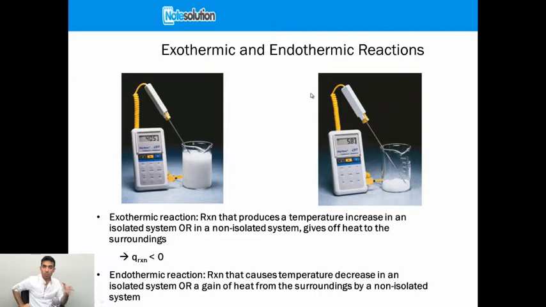Now, when we're talking about chemical reactions, we're going to talk about two types: exothermic and endothermic reactions. Exothermic reactions, which is represented over here, this is just a thermometer, and we have in this beaker an exothermic reaction. You can see here a temperature increase, or a high temperature.